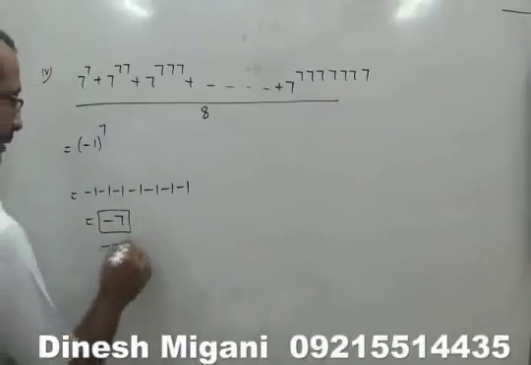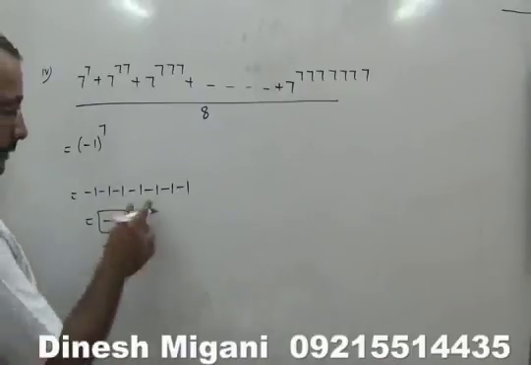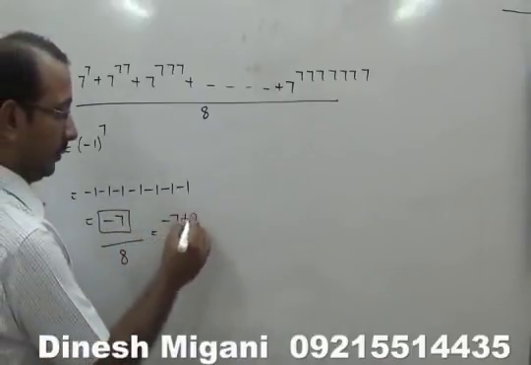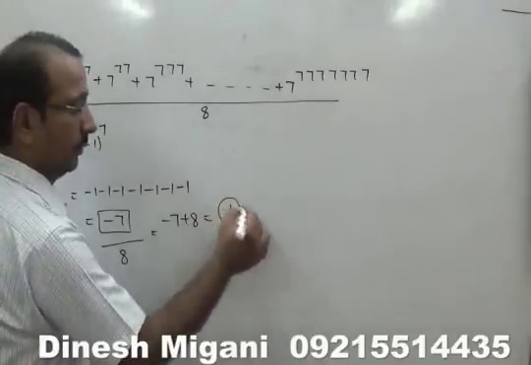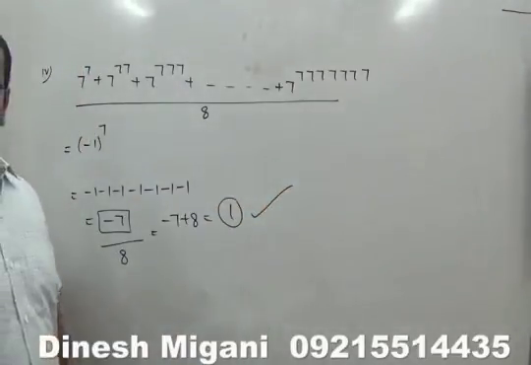Okay. Now this minus 7 is divided by 8. Because it is a negative remainder, we have to convert it into the positive one. So we know that when negative is converted into positive, I have to add 8. So I may say minus 7 plus 8, my answer is 1. 1 becomes my answer. Right? Here I can say the answer is equal to 1.